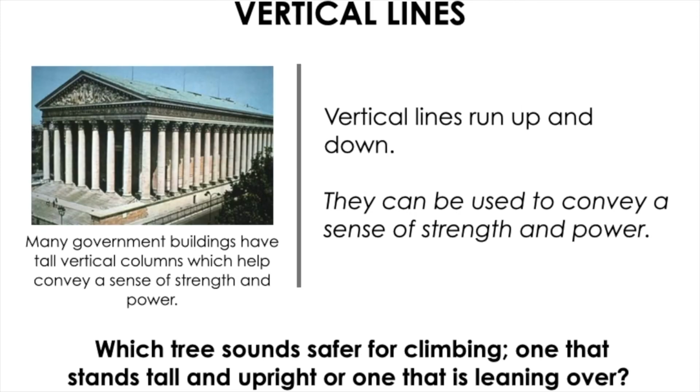The next line is vertical lines. Vertical lines run up and down, which you also learned last week. I would write down that they can be used to convey a sense of strength and power. Many government buildings have tall vertical columns which help convey a sense of strength and power, just like this example of this building here. Which tree sounds safer for climbing? One that stands tall and upright, or one that is leaning over? Hopefully you chose the tall one.